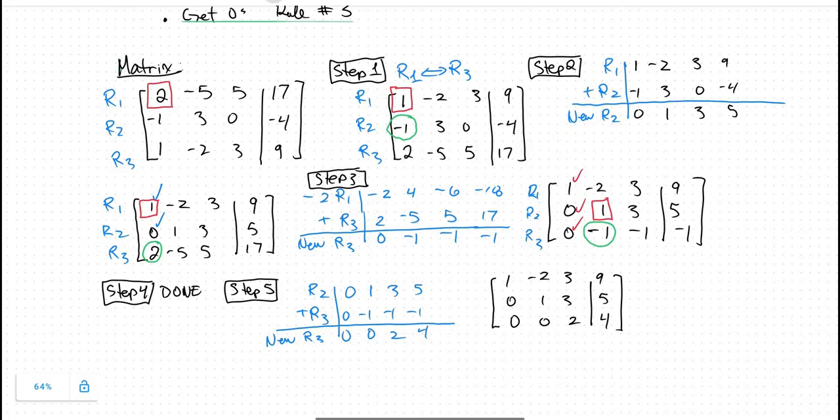Progress check. I needed a 1. I got it. I need a 0. I got it. Next is this guy needs to be a 0. Let's label row 1, row 2, row 3. Since we have to use, let me erase this right here. Whoops, I erased too much.